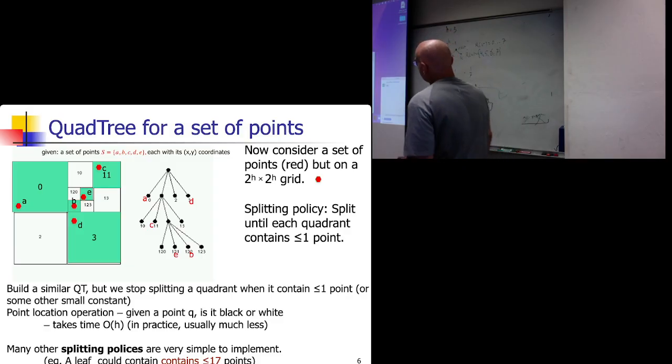And again, the idea is to make it so that multiple types of queries I can answer quickly. So I need to tell you what my splitting policy is. The splitting policy that I want is that every leaf will contain a small amount of information. Say no more than 17 points inside a leaf.